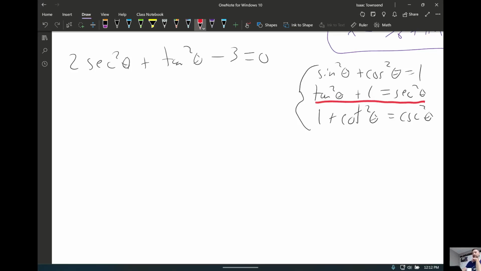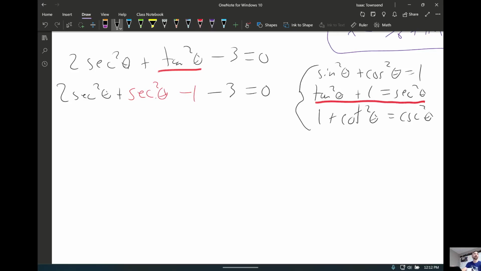So we could either replace secant squareds with tangent squareds plus 1s, or we could replace the tangent squareds with secant squareds minus 1. Again, if you think one way is easier than the other, then that's what you should go with. I am going to change the tangent squared just because I know tangent values are harder to deal with on the unit circle. So if I only have secants, I think that might be easier for me, but that's just my preference. So in the original question, instead of saying plus tan squared, I'm going to say secant squared minus 1.